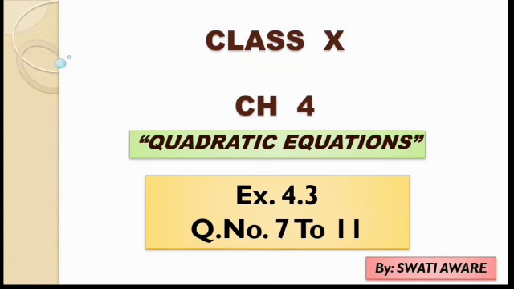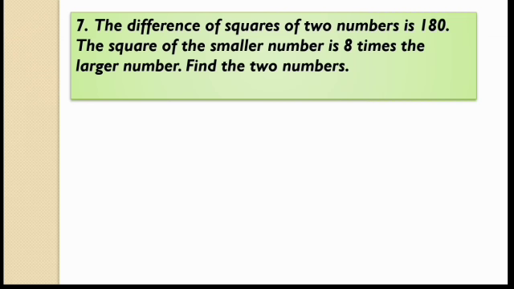Hello students, today we will solve question number 7 to question number 11 of exercise 4.3. Question number 7 is: the difference of squares of two numbers is 180. The square of the smaller number is 8 times the larger number. Find the two numbers. Here we can see, students, that both the numbers are not directly connected to each other.